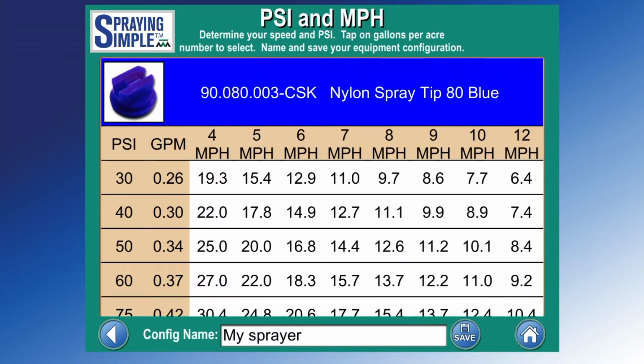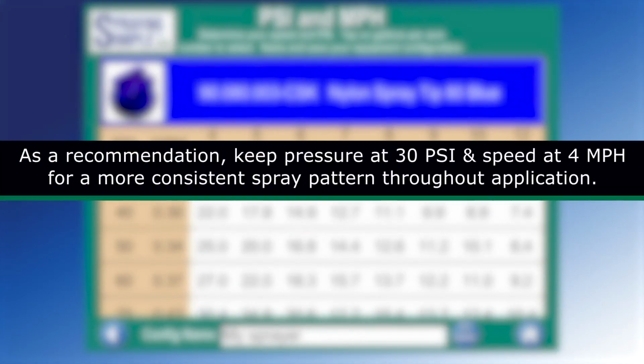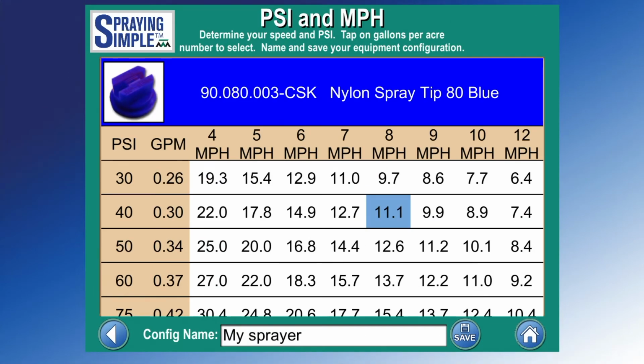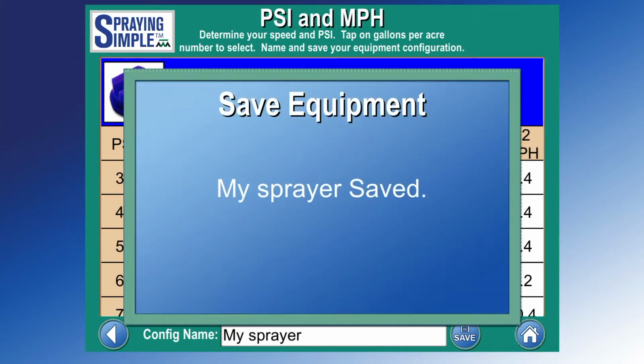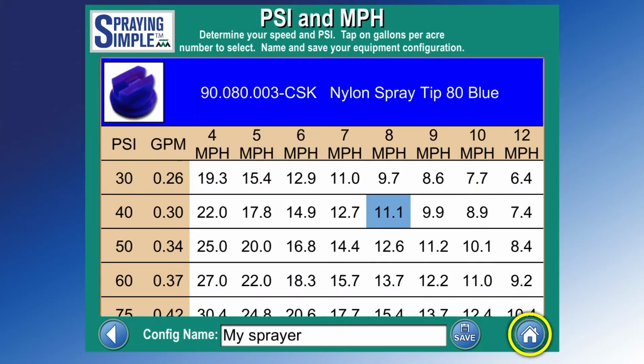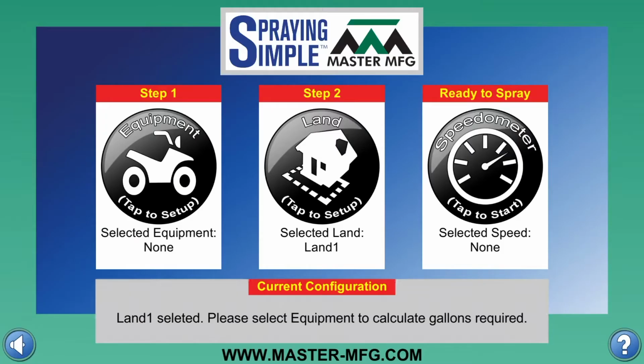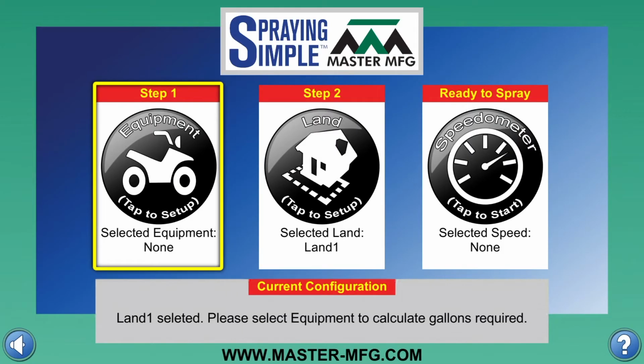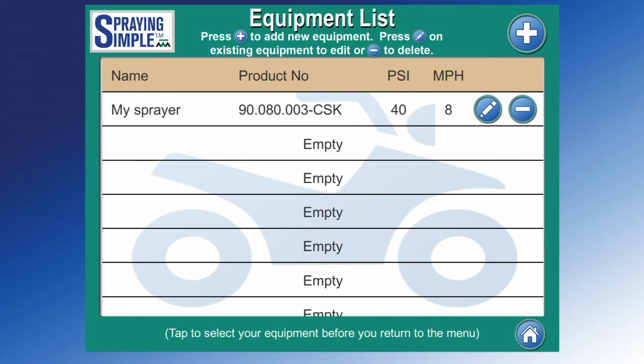Now that a piece of equipment has been picked, you will need to determine the desired PSI and speed for the spraying application. Once those are determined, you will have established the gallons per acre number. From there, you can edit the name of the equipment and save for future use. Now, click the Home button in the bottom right of the screen, which will bring you back to the Spraying Simple main screen. Click on the equipment icon and proceed to click on the piece of equipment you saved in the table. Then hit the Home button to go back to the main screen of the app.